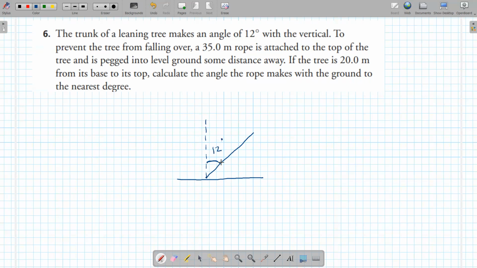To prevent the tree from falling, a 35-meter rope is attached to the top of the tree and is pegged into level ground some distance away. Okay, so let's say the tree's falling down this way. I'm gonna attach something to this, right? Would it make sense to put it here, or would it make sense to put it on this side? Which one of them will prevent it from falling over, A or B? Or both?